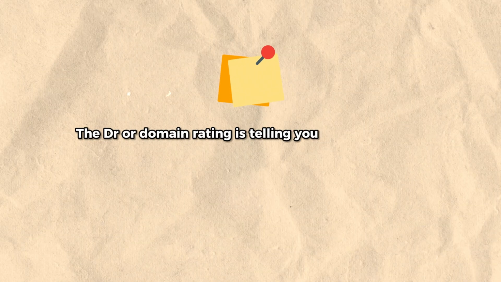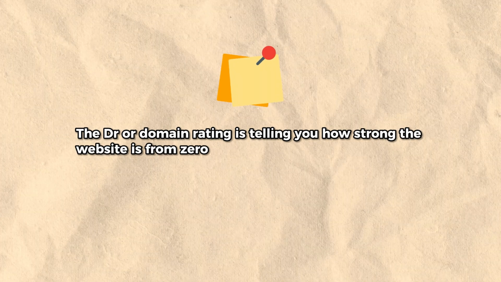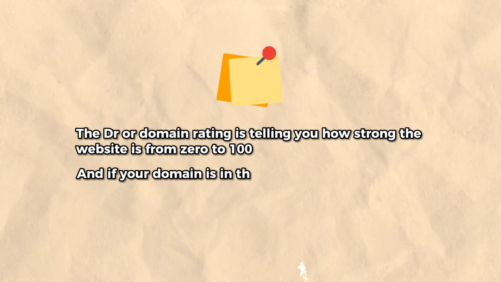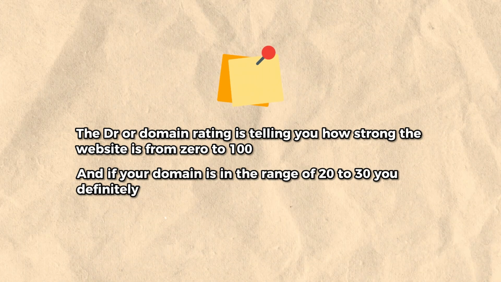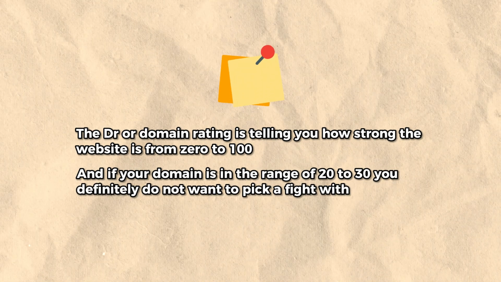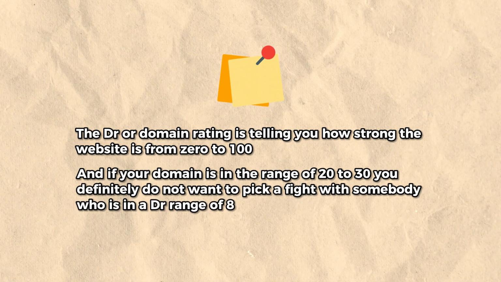And here's a quick note. The DR, or domain rating, is telling you how strong the website is from 0 to 100. And if your domain is in the range of 20 to 30, you definitely do not want to pick a fight with somebody who is in a DR range of 80 to 90.